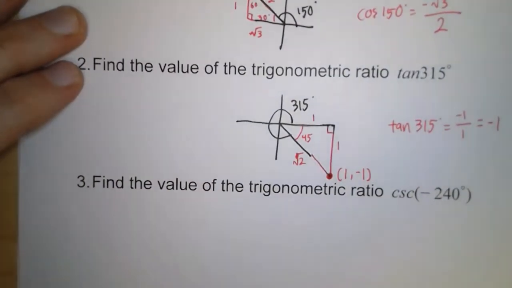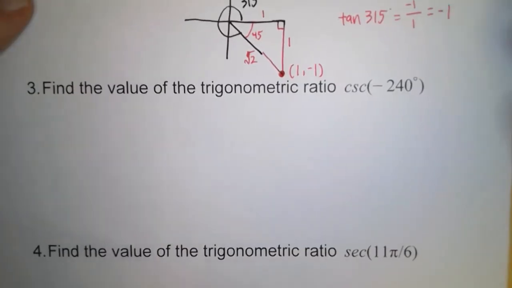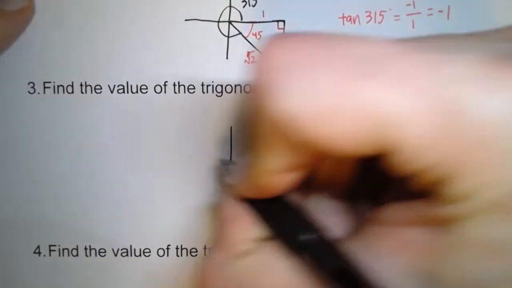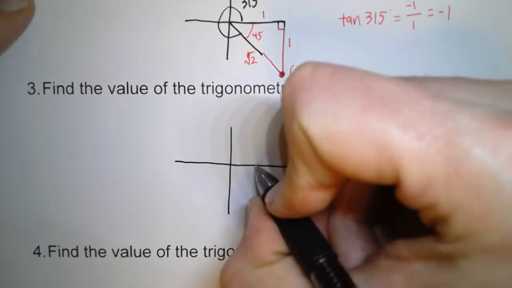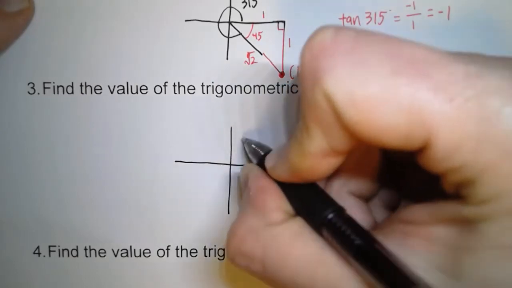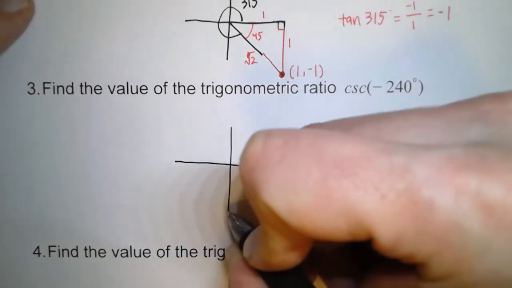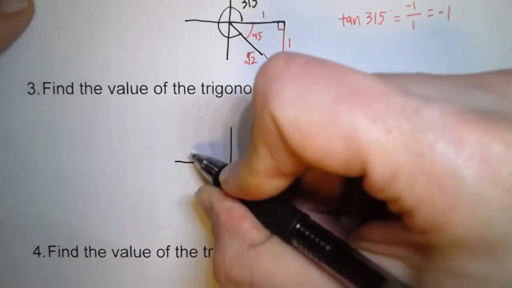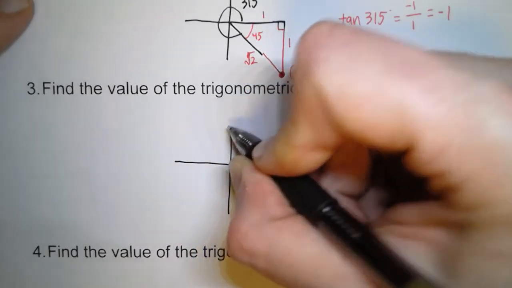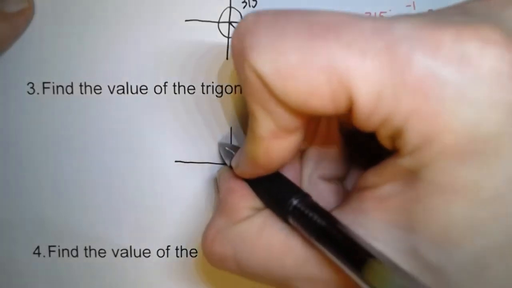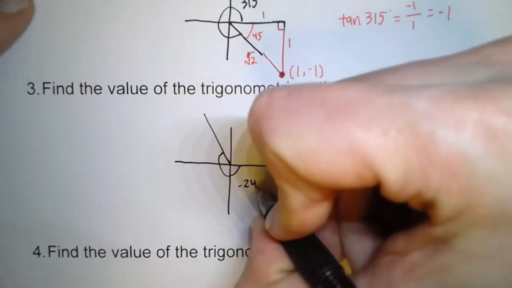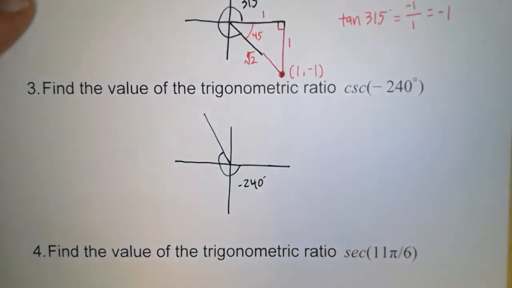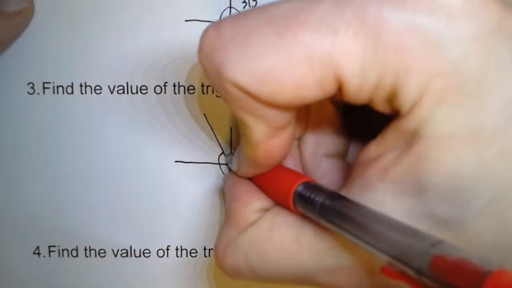Now for the next one, here we're graphing negative 240 degrees. So let's see. Because it's a negative, we go down. We rotate down instead of up. So here's negative 90, here's negative 180, here's negative 270. So we're not quite that far. So here is negative 240. We're 30 degrees short.